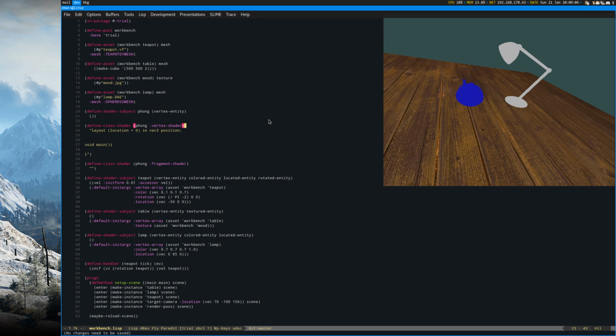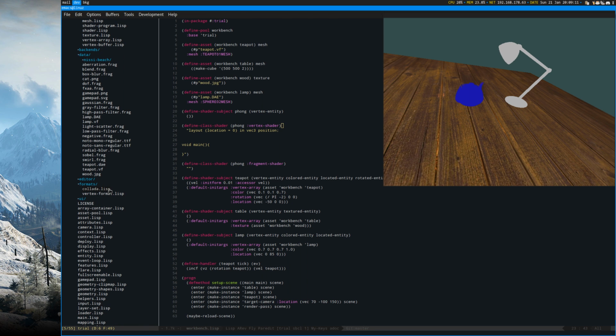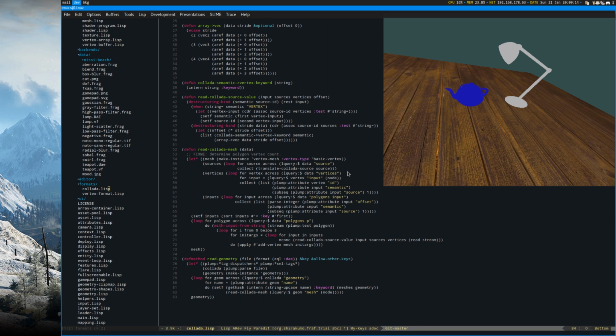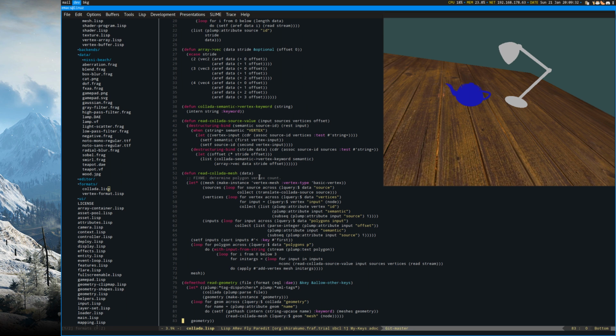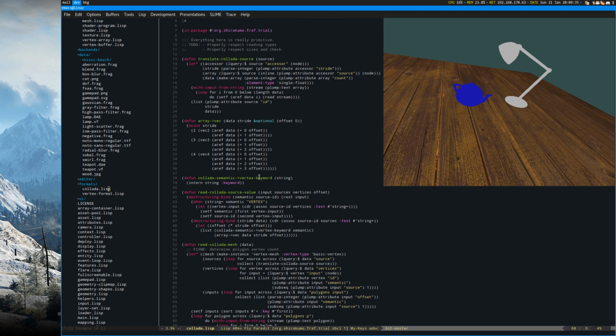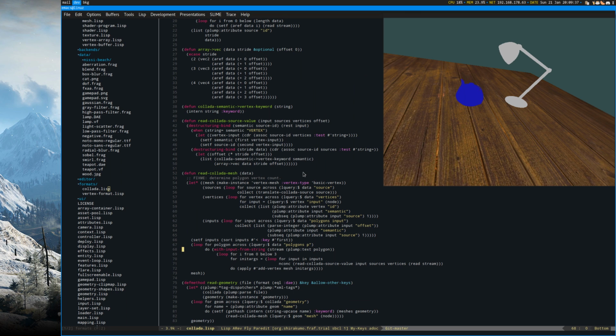Yeah, I'm not sure what to do about this. Do I have normals from the loader? Let's see. I don't believe I do. Why? Oh god, it's been forever since I wrote this. I have no idea what it does. Oh no.